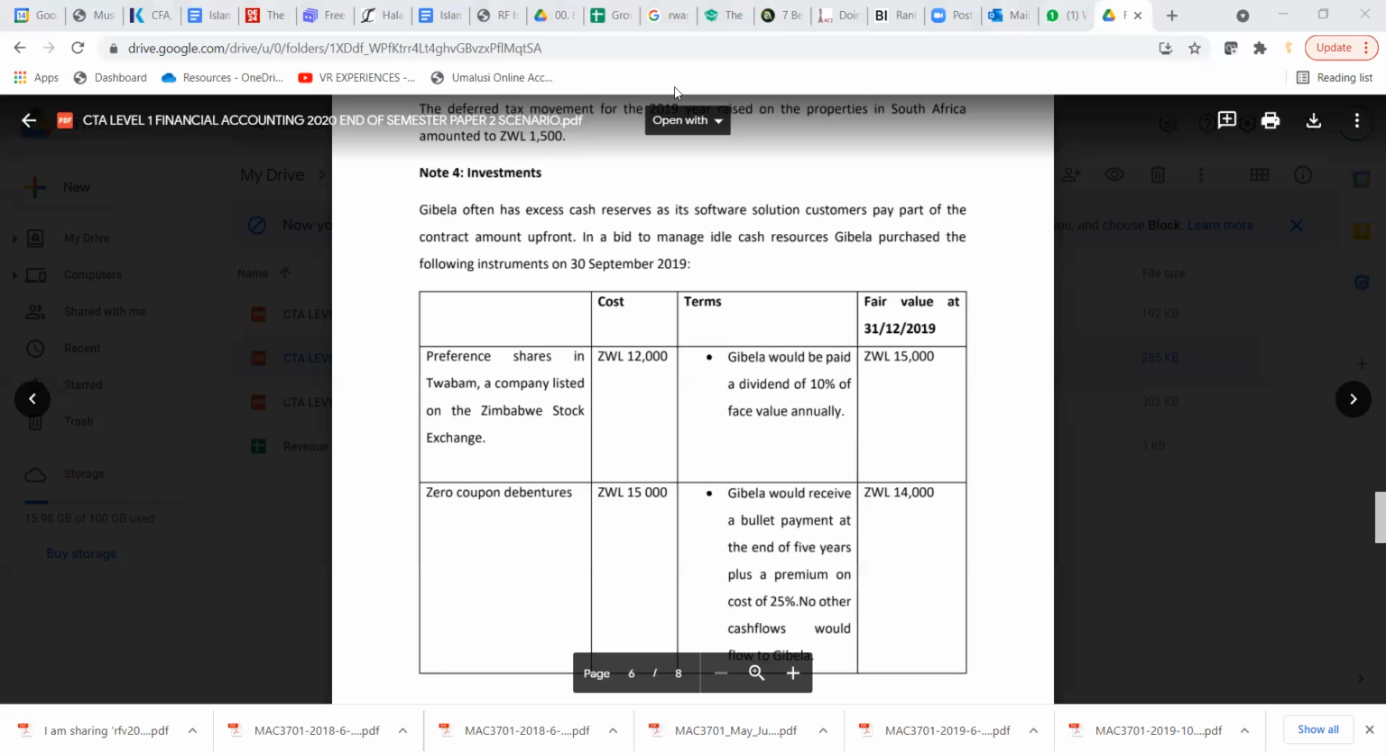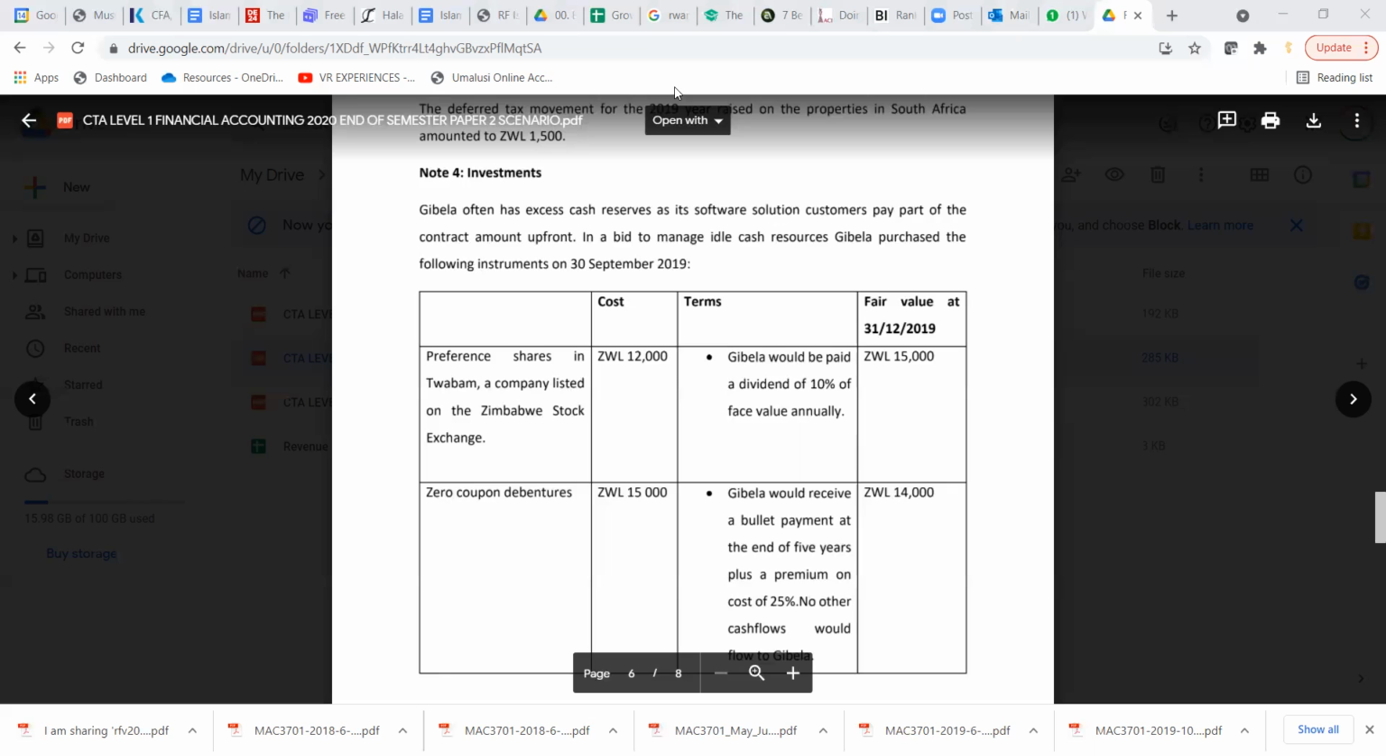Just to read this portion again: Gibela often has excess cash reserves, as its software solution customers pay part of the contract amount upfront. In a bid to manage idle cash resources, Gibela purchased the following instruments on 30th September 2019. That's when they made the investment. There's a $12,000 and a $15,000. The $12,000 is preference shares in T, a company listed on the Johannesburg Stock Exchange.